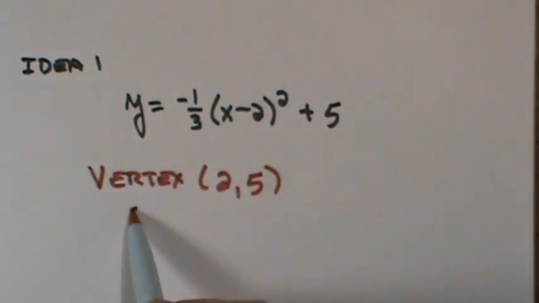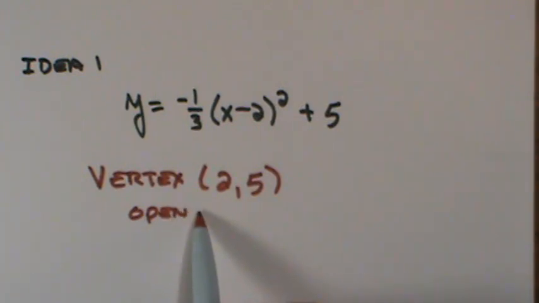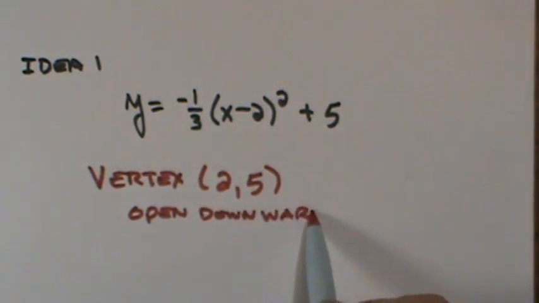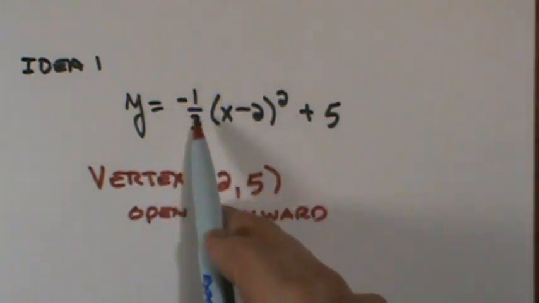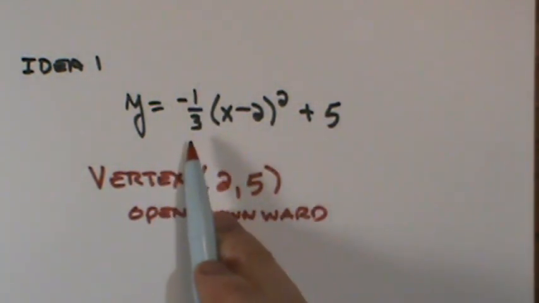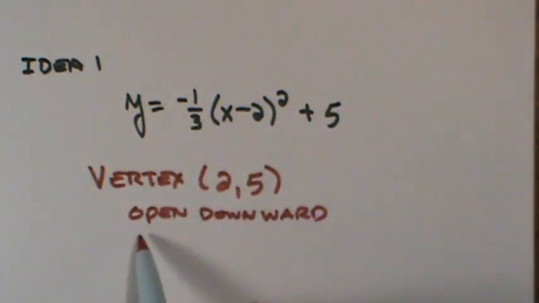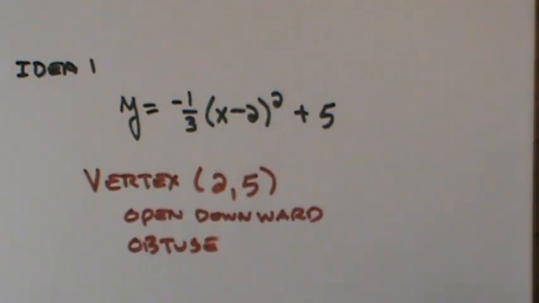I know it's going to open downward because a was negative. This value here was negative. And because it was a proper fraction, I know that it would be an obtuse opening. I get all that information just from the form. And very soon we'll show you how to graph them. Let me do another idea.